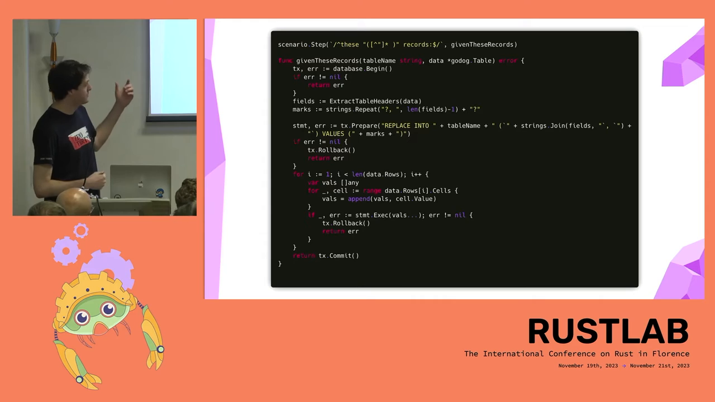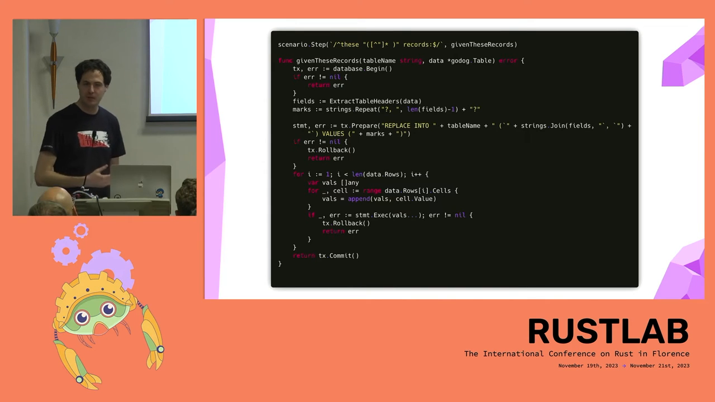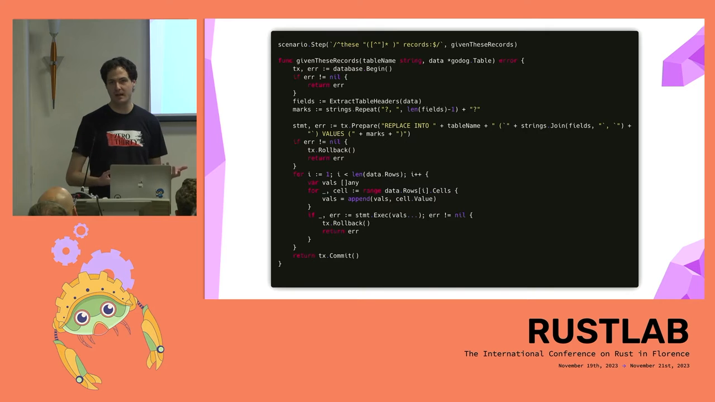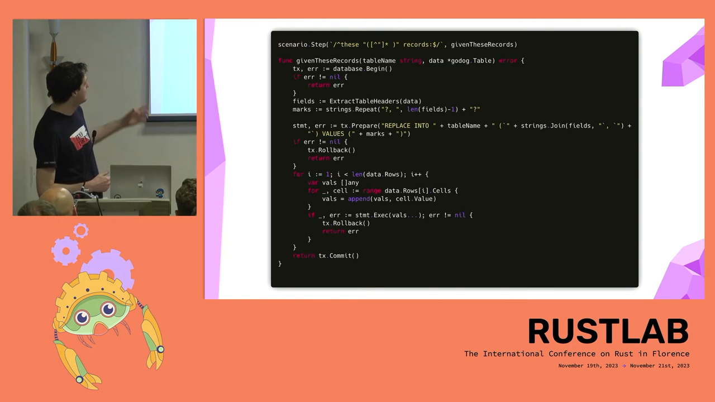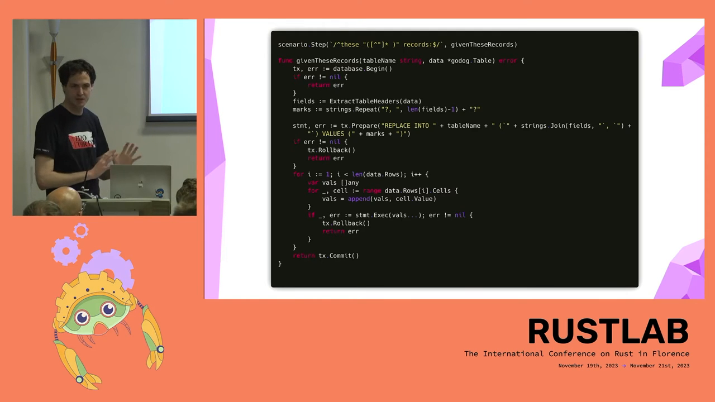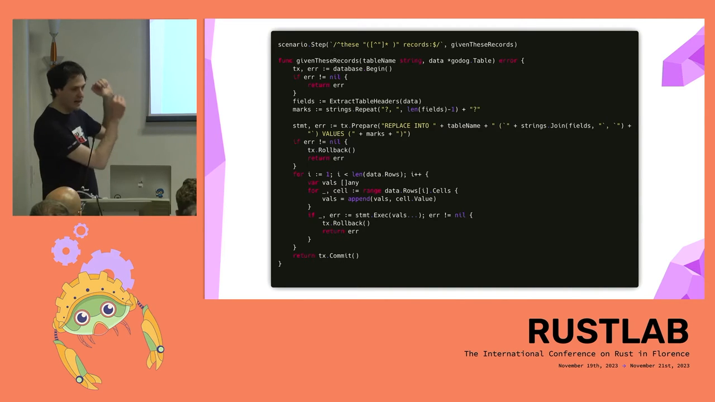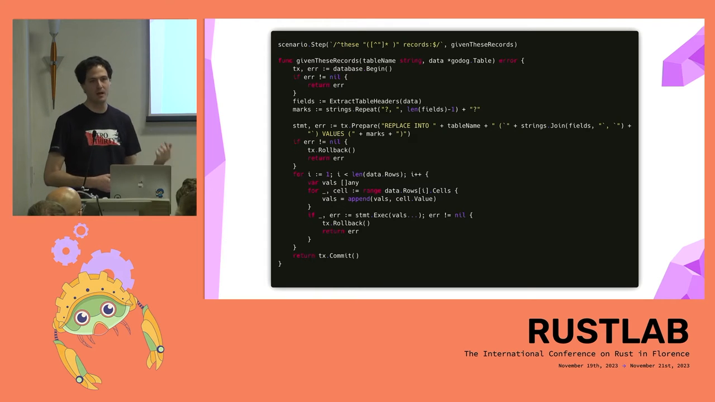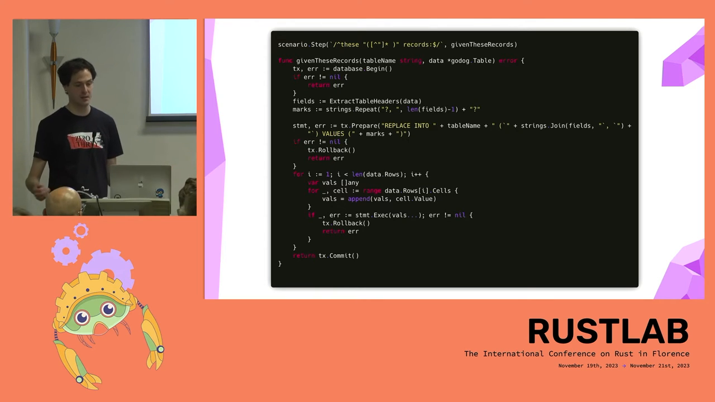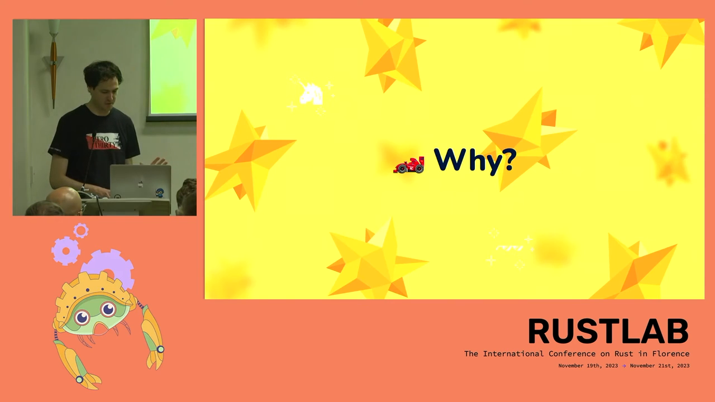So given these blah records, I made it very generic. So with this step, I can fill any table in my database. Then the library that does cucumber for me, GoDog, handles parsing the table for me. I just get a table, which I can iterate through. What I do is I extract the header line that says all the database fields. And then it's a test, so I can hackily construct my SQL. And then for each row, I insert it into the database. And it connects to the database. So if my code uses a complex query, I also test that logic. Okay, too much code. Let's continue.